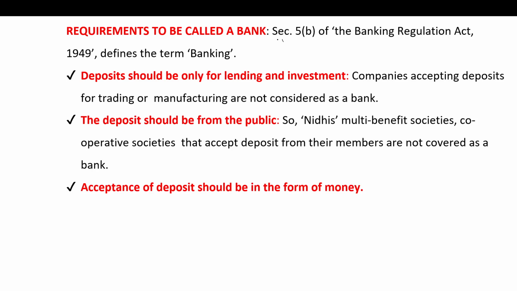A bank has been defined under Section 5B of the Banking Regulation Act 1949. A bank is nothing but a company that accepts money from the public with the pure intention of lending or investing it. The bank cannot use this money for any other purpose. The money can be repaid on demand or after a certain time. So a person can keep money in a savings bank or current account and withdraw it on demand, or a customer can keep money in fixed deposits or recurring deposits and withdraw it after a certain point of time.